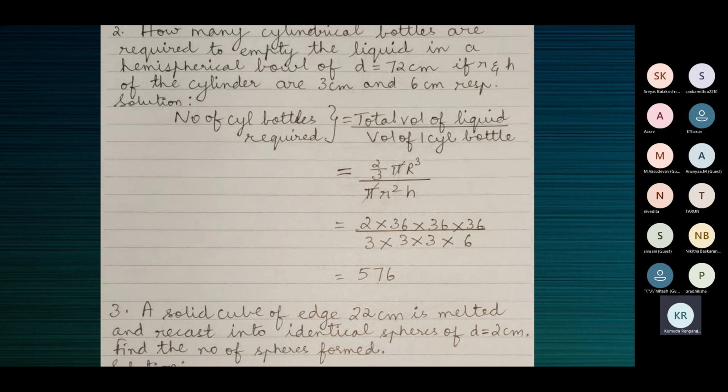Total volume is 100. Each small cylindrical bottle is 5 centimeter cube. Then how many cylindrical bottles would you need to empty the liquid in the hemispherical bowl completely? 20. Louder, children. Louder. Who was that? 20. Yeah, 20.